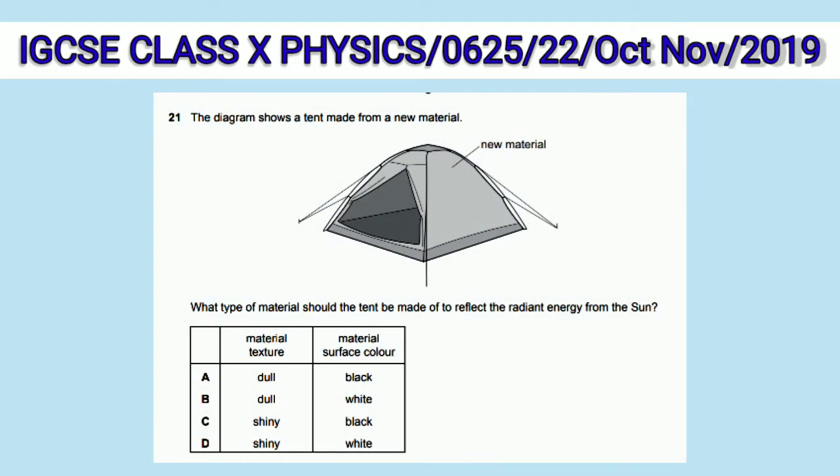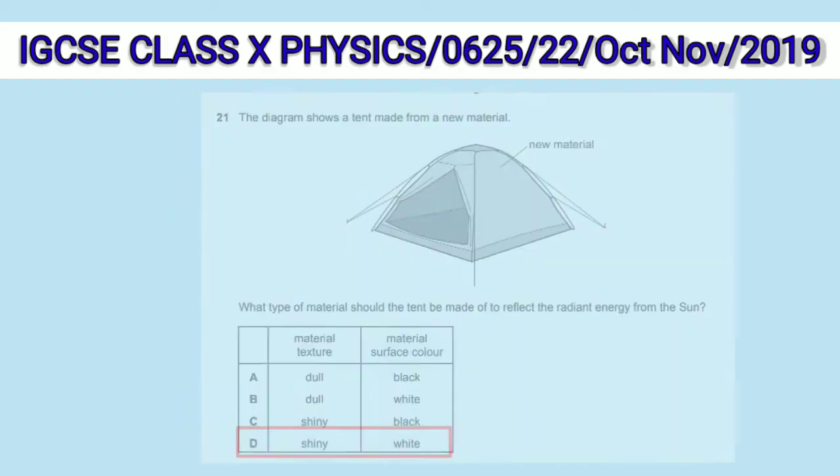Question number 21. The diagram shows a tent made from a new material. What type of material should the tent be made of to reflect radiant energy from the sun? More reflection takes place from shiny surfaces and white color. So option D is the correct answer. Material texture should be shiny and material surface color should be white.